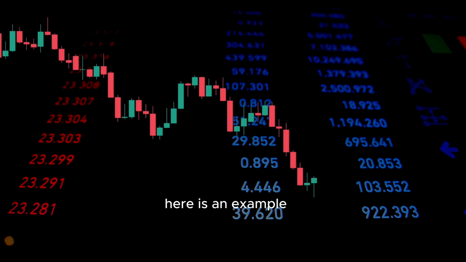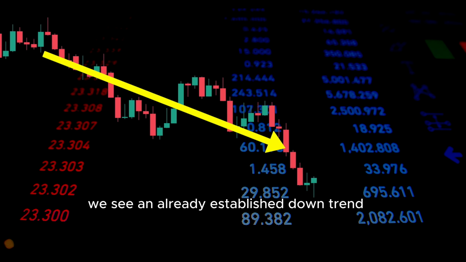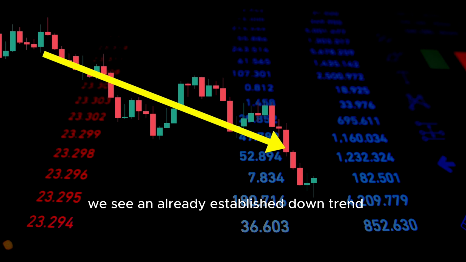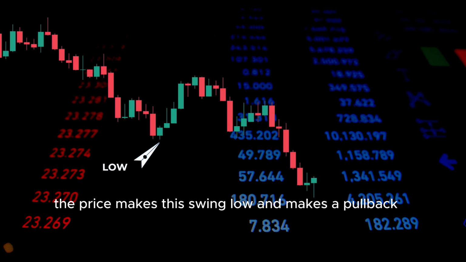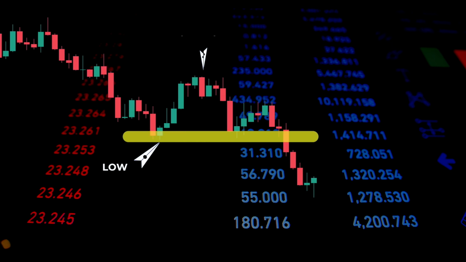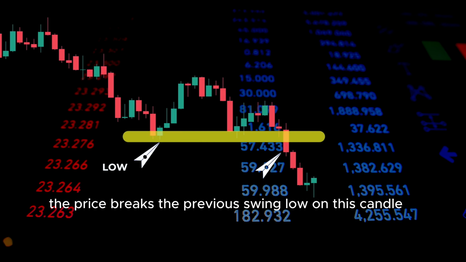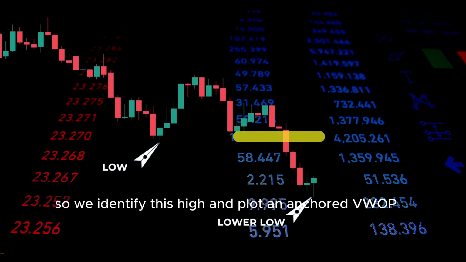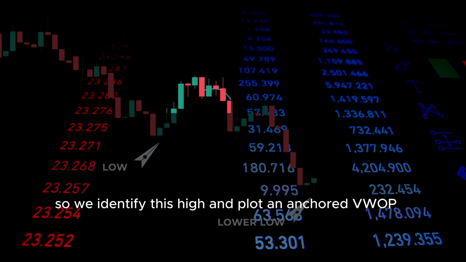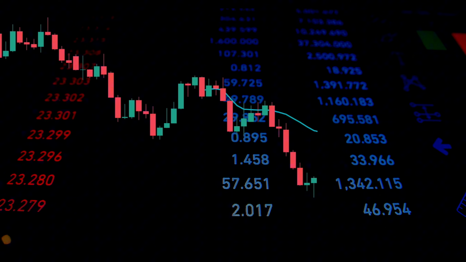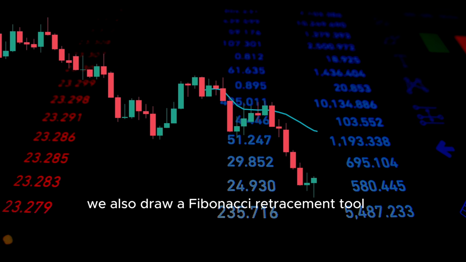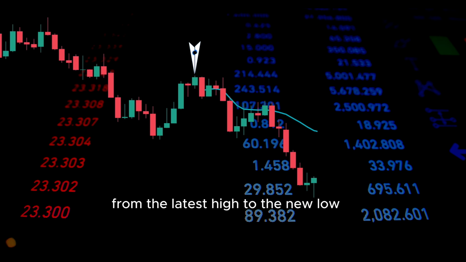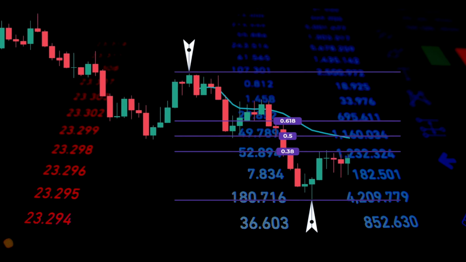Here is an example. We see an already established downtrend. The price makes this swing low and makes a pullback. Then, the price breaks the previous swing low on this candle to create a new low. So we identify this high and plot an Anchored VWAP. We also draw a Fibonacci retracement tool from the latest high to the new low.